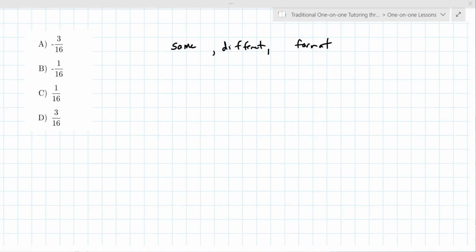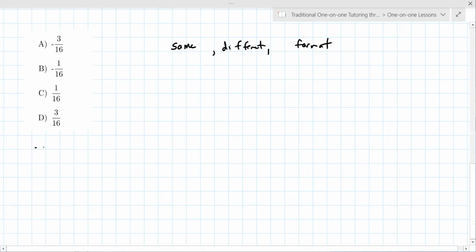Some have negatives, some don't, and they all have a denominator of 16. Okay, they're all fractions also, which means whatever we're doing means we're going to be manipulating those kinds of numbers. Are you comfortable adding and subtracting fractions? I think so.